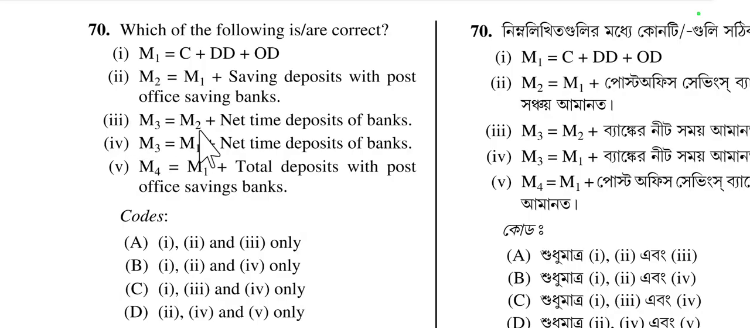Then M3 is equal to M2 plus net time deposit. No, M3 is equal to M1, not M2. Then M3 is equal to M1 plus net time deposit with banks. Yes, this is correct. Then M4 is equal to M1 plus total time deposit with post office saving bank. No, this is incorrect. Options 1, 2 and 4 only are correct. So option number B is the right choice for question number 70.